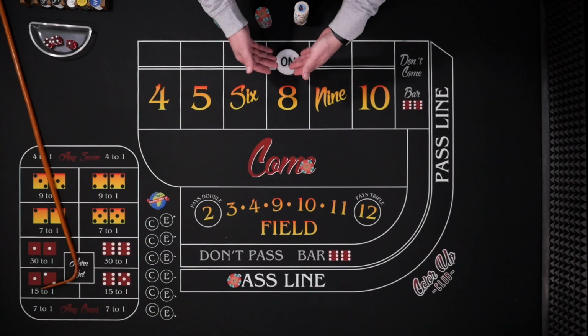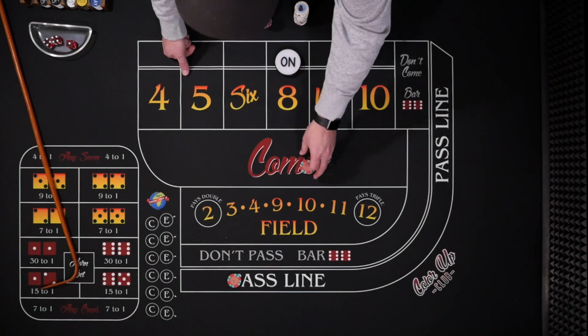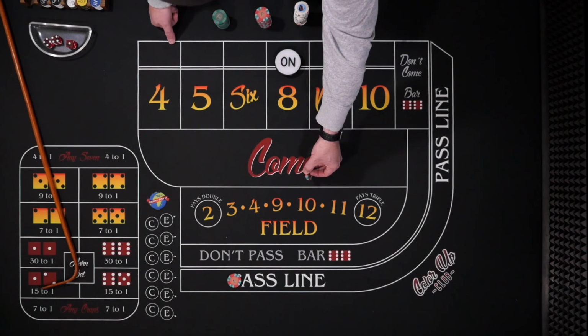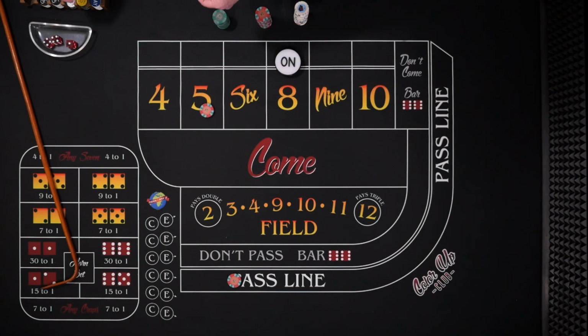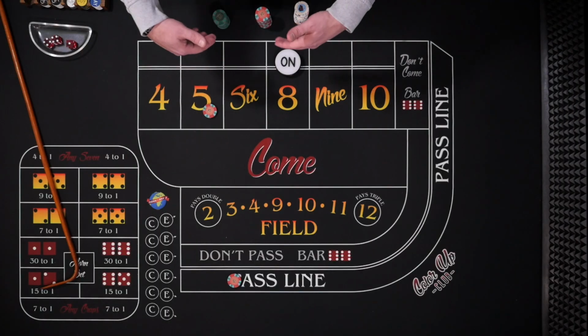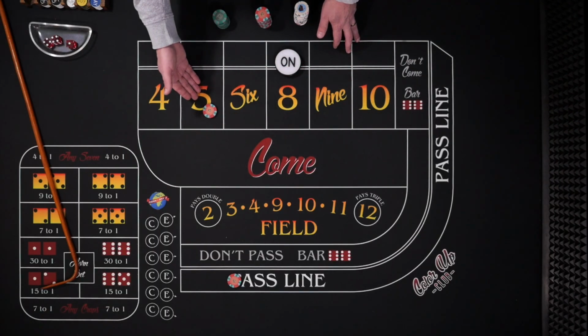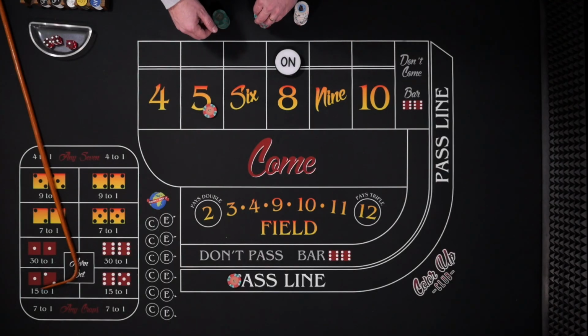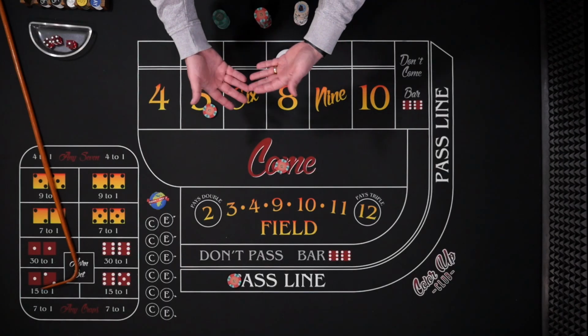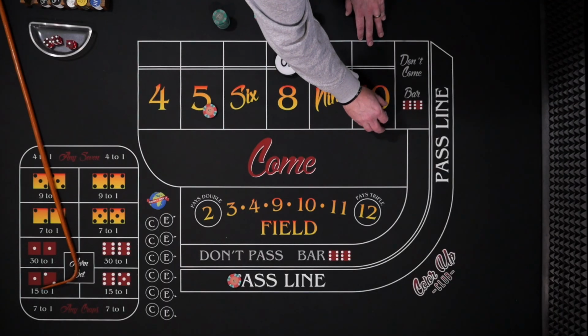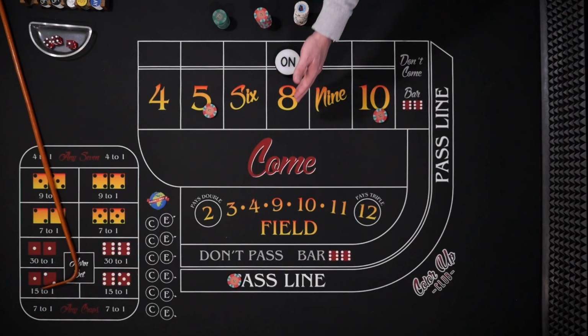Now the puck doesn't move, our bets move. So this come bet, let's say the 5 rolls, your bet would move inside the 5. Another way to think about the come bet is you're letting the dice decide which number you bet on. So whatever the dice roll, in this case it rolled a 5, now we're betting on the 5. If we make another come bet and a 10 rolls, well now we're going to be betting on the 10. So we're letting the dice decide what number we're betting on.